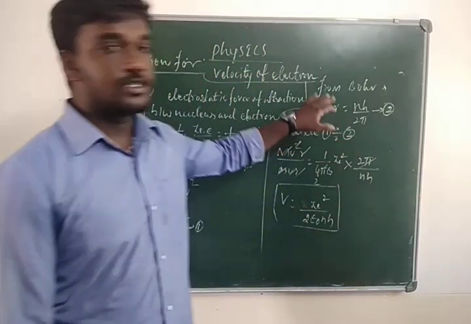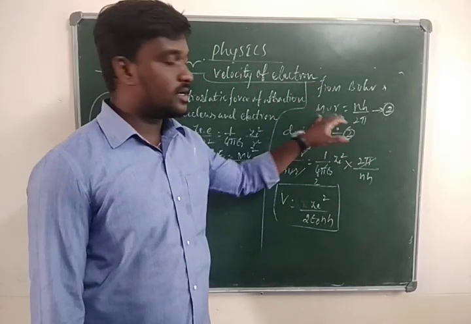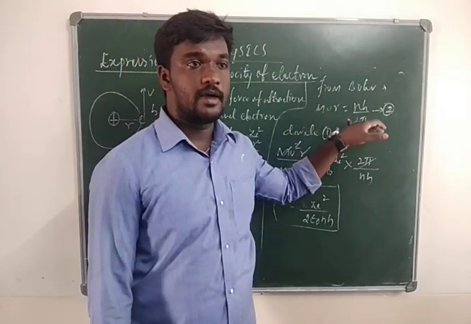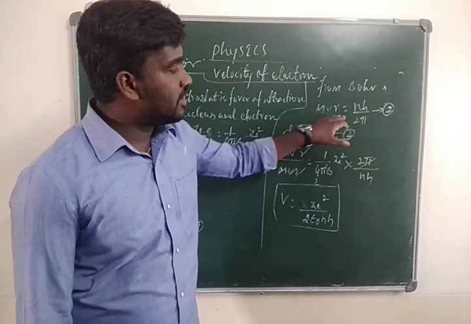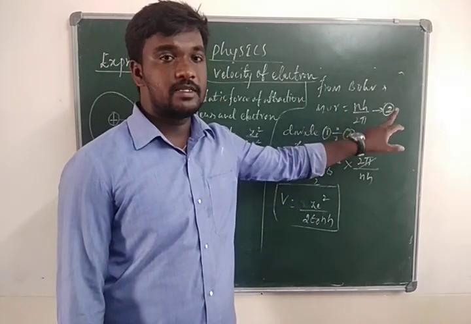And according to Bohr, the angular momentum is an integral multiple of nh by 2 pi. So mvr is equal to nh by 2 pi. We call it equation 2.